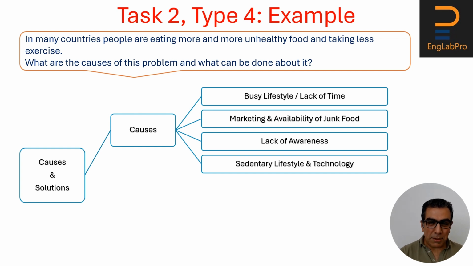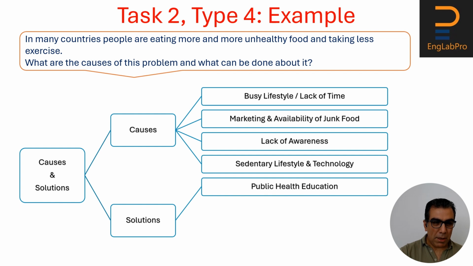Now we can talk about the solutions. What can be done to overcome this problem? Well, the first one is public health education. By public health education, we mean that government can run campaigns to teach people about healthy eating habits and active living, for example. Or schools can provide nutrition and physical education in their curriculum. By curriculum, I mean their syllabus.